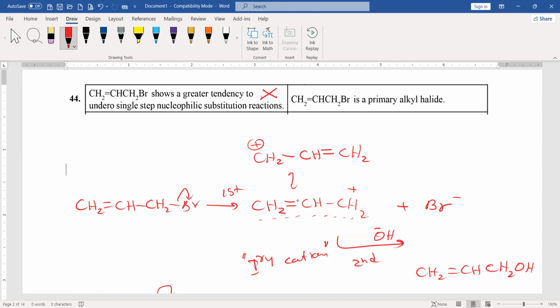The second one is a primary alkyl halide. Yes, because the carbon with the halide attached has only one other carbon attached to it. Therefore, it is primary. So the statement is incorrect, and the correct answer is again the fourth one.